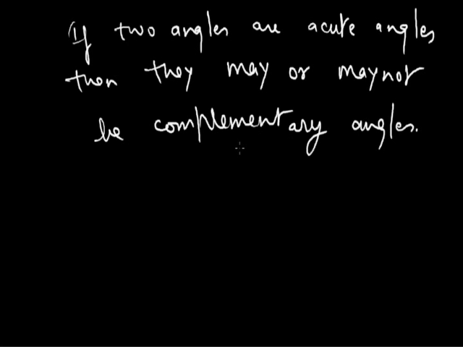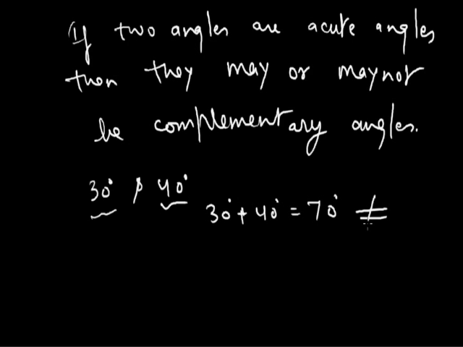For them to be complementary, we must check the condition by adding both of them, and if the measure of their addition is 90 degrees, then they are complementary. Otherwise, they are not. For example, 30 degrees and 40 degrees. They both are acute angles, but they are not complementary because 30 degrees plus 40 degrees equals 70 degrees, which is not equal to 90 degrees. And for two angles to be complementary, the addition of their measures must be 90 degrees. So I think it is clear.